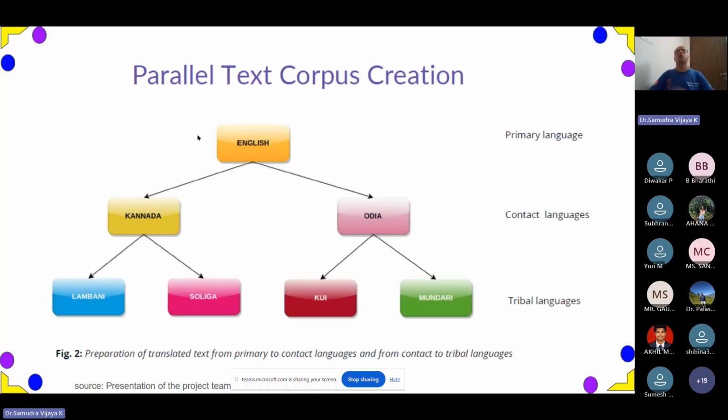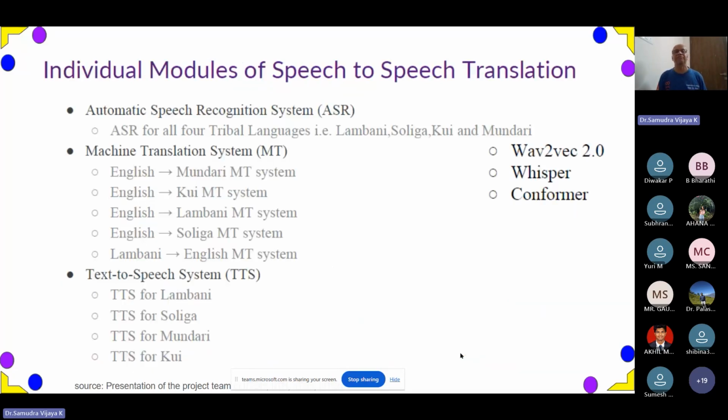What they did was they took lots of somewhat simpler sentences from English, the primary language. They translated them into Kannada, the local language where Lambani and Soliga are spoken. They translated that English text to Odia, which is the local language for the Kui and Mundari languages. These are the tribal languages. So text data is prepared. Then, many of the tribal people may not be able to read. In each case, somebody who can read Telugu will speak the Kui language, and the other person repeats it, and this is recorded, segmented, and transcribed.